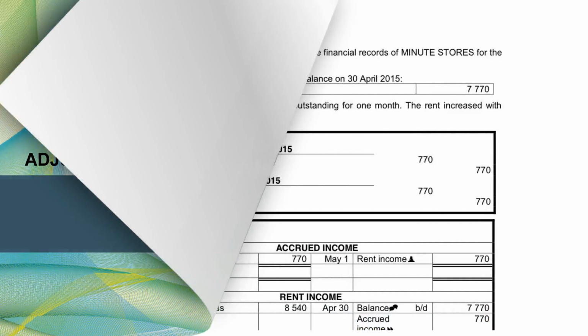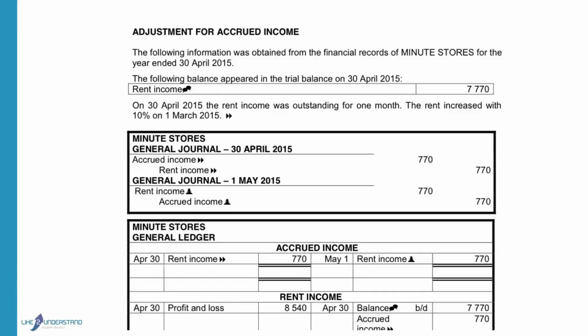Good morning. We will pay attention to accrued income today. The following information was obtained from Minute Stores. The total amount that appears in the trial balance for rent was 7,770. That means the balance in the rent income account is 7,770, because every time we received money, we debited the bank and we credited rent income.